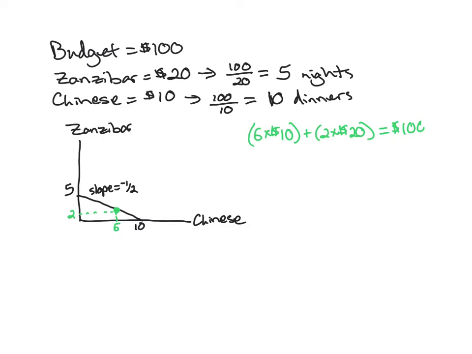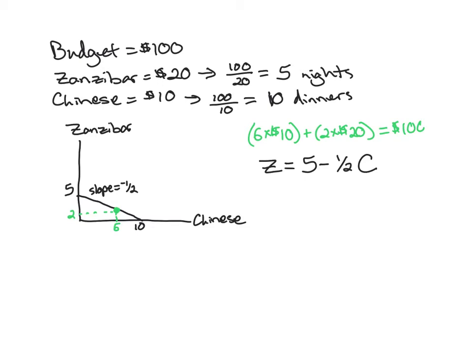Another way to answer this question would be to actually move on to part B of the question, which asks us to write a mathematical equation describing May's budget constraint. So to do this, we can say, what is the most number of times she can go to Zanzibar? 5. And then every time she goes to the Chinese restaurant, she gives up, hence the negative sign, half a trip to Zanzibar. Okay, so that's her mathematical equation describing the production possibility frontier we drew here on the left side.